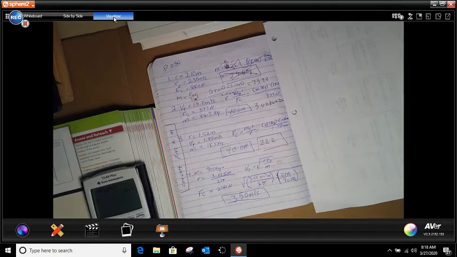Number 4 says a 905 kilogram car travels in a circular track with a circular motion of 3.25 kilometers. The magnitude of the centripetal force is 2140. What is the tangential speed?